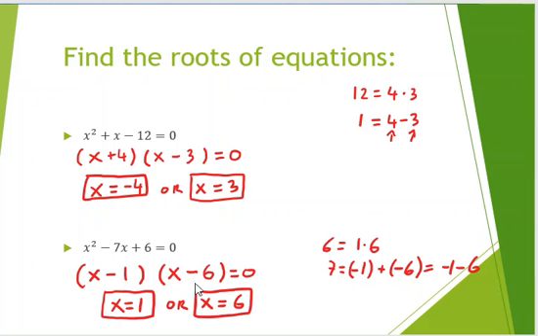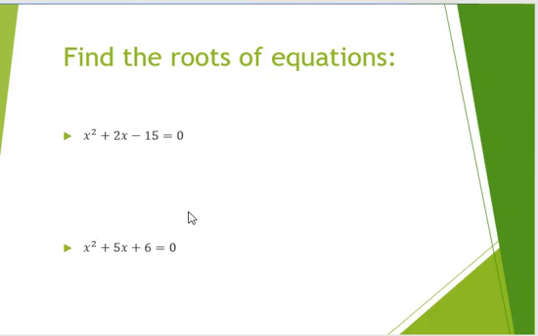And again, you see, because both of those are polynomials of second degree, you get two solutions. In this case, you get two real solutions. Let's do a couple more.